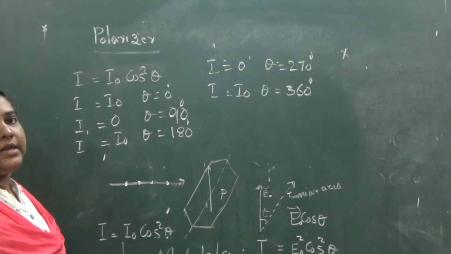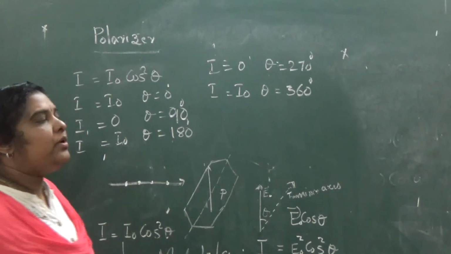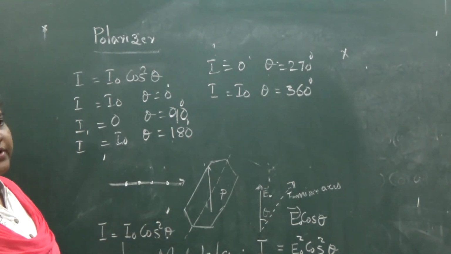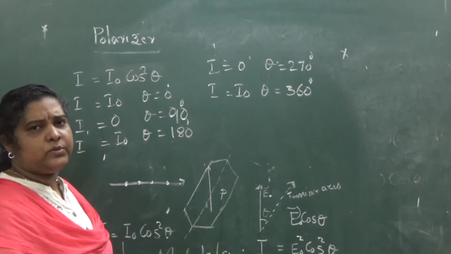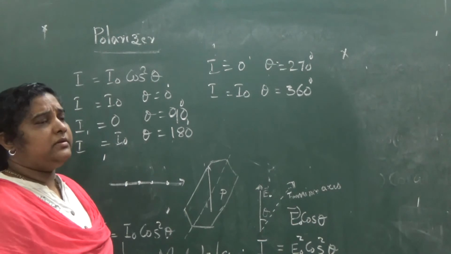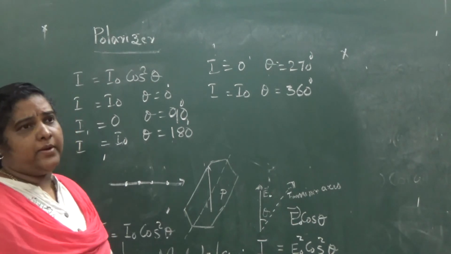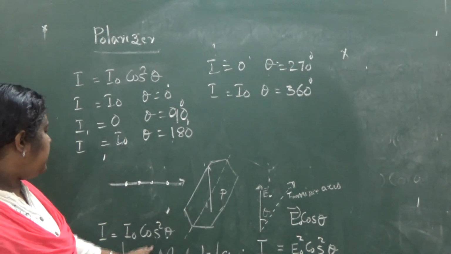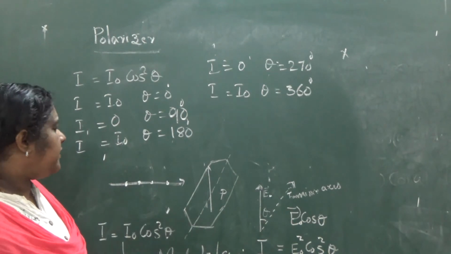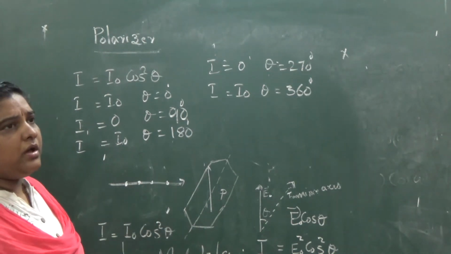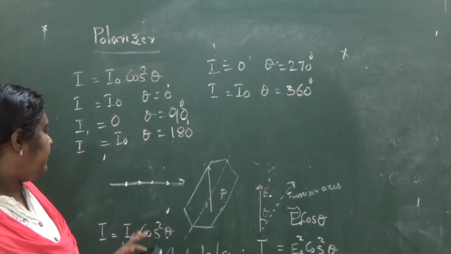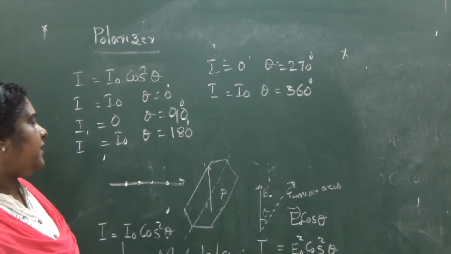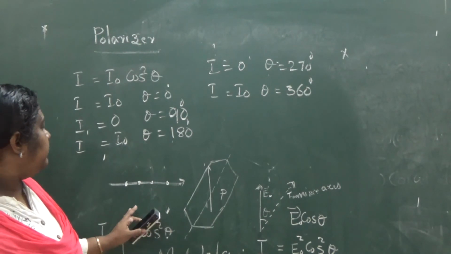Okay, last class we discussed Brewster's law, for reflection by polarization, where at the Brewster's angle the reflected light becomes completely polarized. Okay, so Malus's law. Malus's law is for the intensity distribution for the polarizer, when unpolarized light passes through a polarizer.